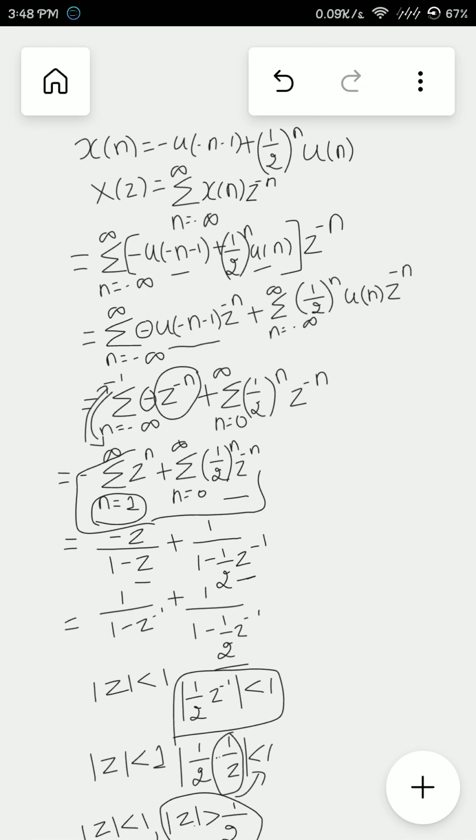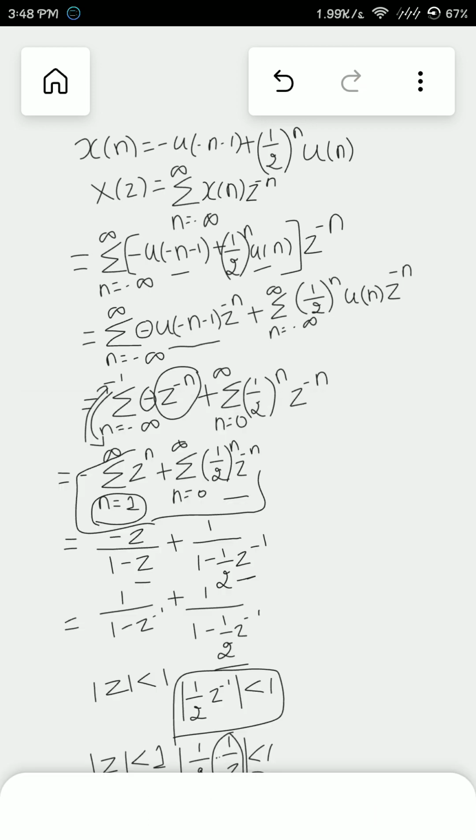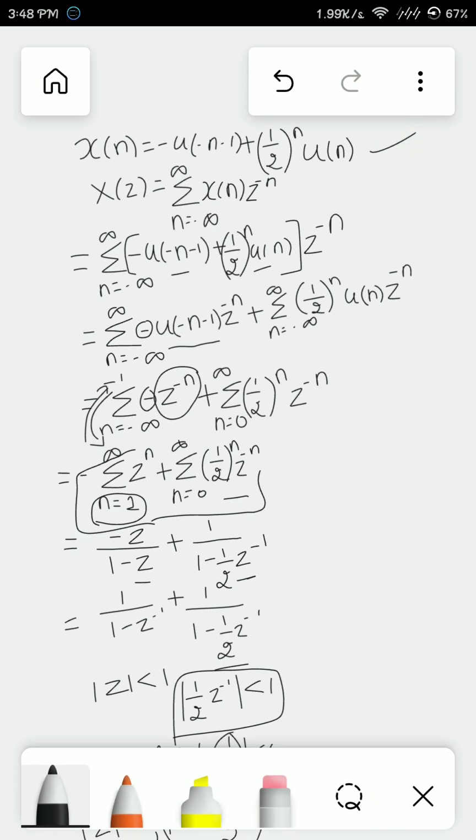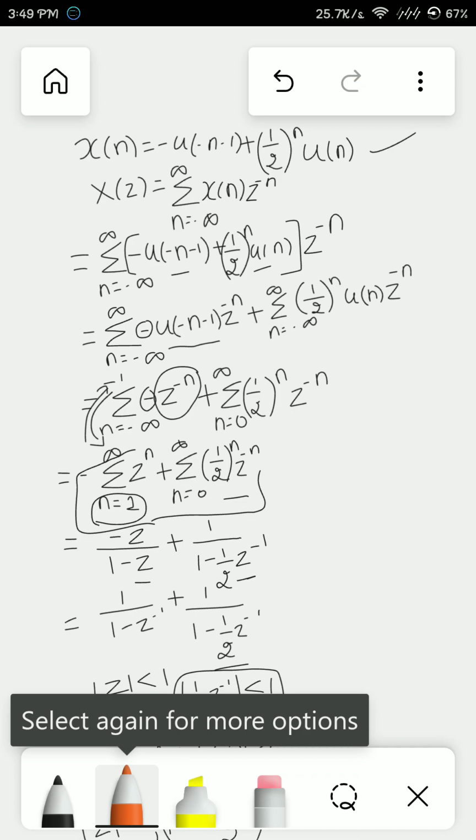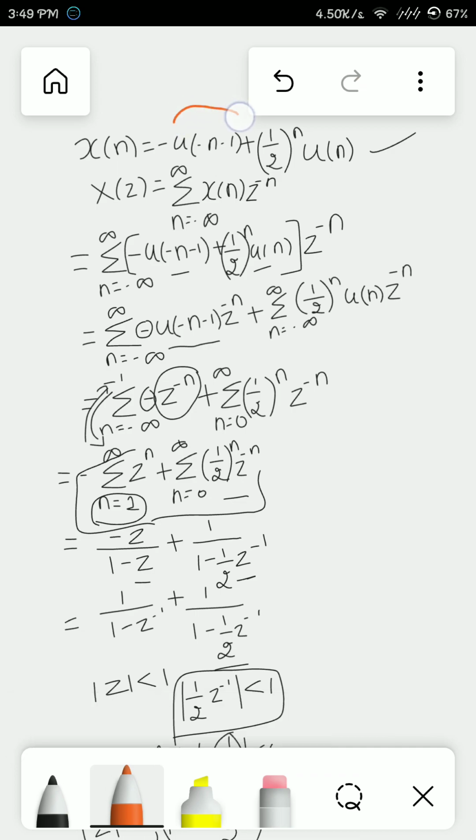So here is my given question. What is my question? That is u of minus n minus 1, plus half to the power of n into u of n. Here we have already learnt about u of minus n minus 1 as well as half to the power of n into u of n. I've already taught this kind of problem in the last question itself, right?